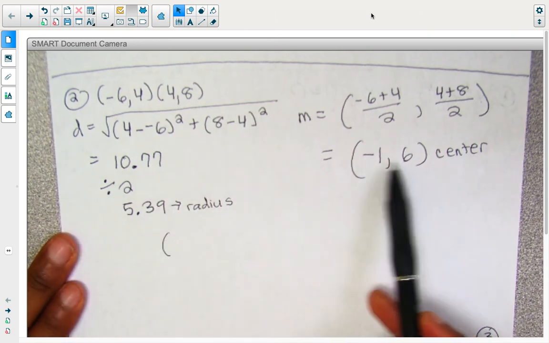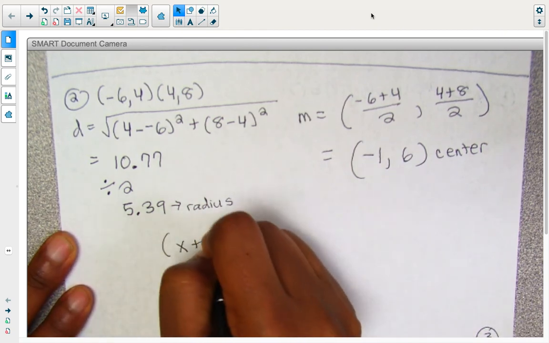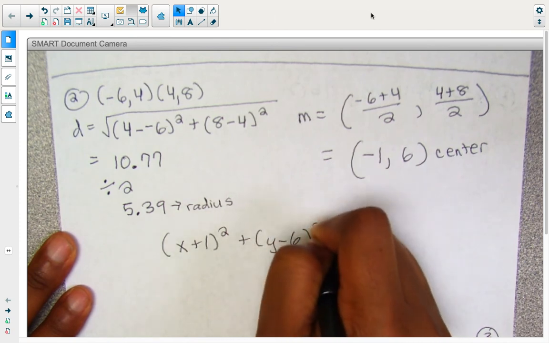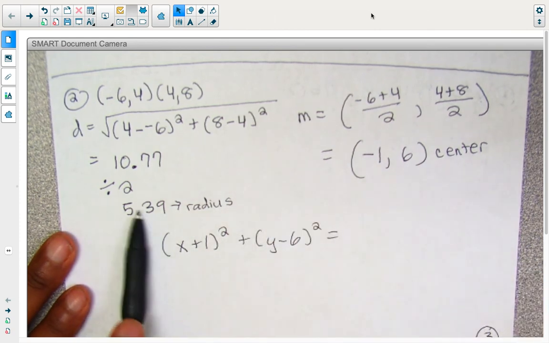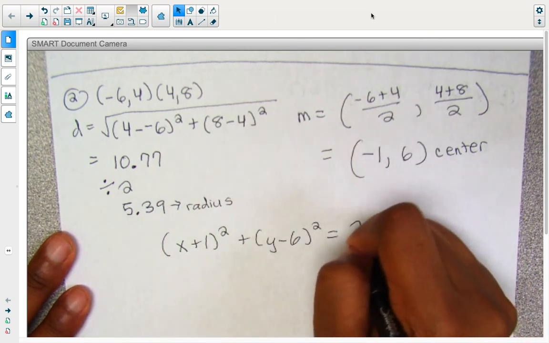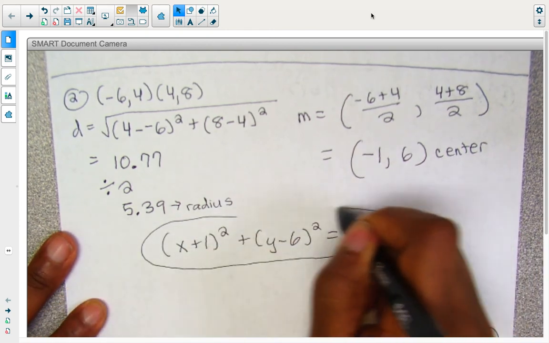So this is going to give me my h and my k. That gives me x plus 1 squared plus y minus 6 squared. Take this number and square it. So 5.39 squared gives us about 29. So this is the equation of our circle.